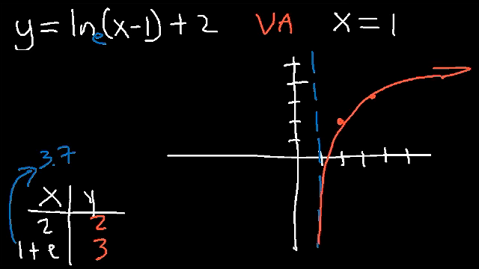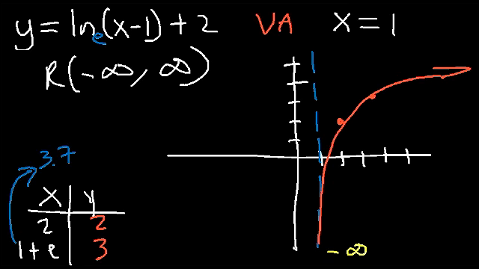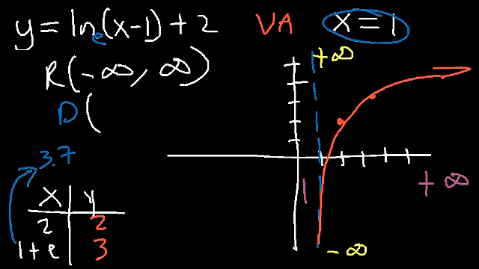So what is the domain and range? The range for a logarithmic function is always negative infinity to infinity. As you can see, the lowest y value is negative infinity and the highest is positive infinity. Now for the domain, it's restricted. The lowest x value is the vertical asymptote, so it starts at 1. And the highest x value is positive infinity. So the domain is from 1 to infinity.